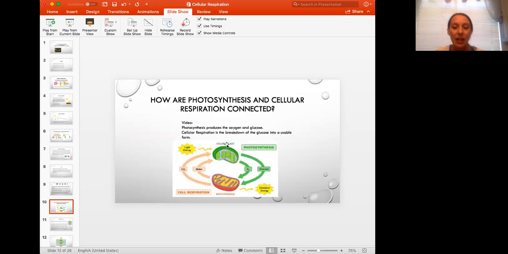So again, we're talking about these products, but as you can see, it's a big old circle, a cycle of this, okay? So in photosynthesis, the plants are giving off as their waste or their product oxygen and glucose. We use that in cellular respiration, and the products that we give off as waste would be carbon dioxide and water. So they both rely on each other.